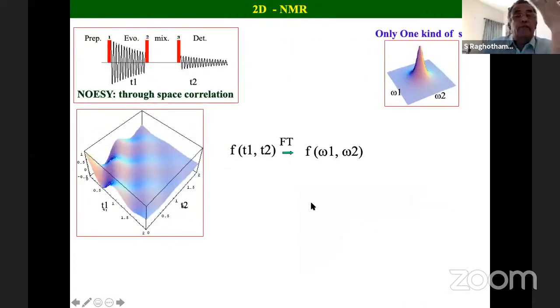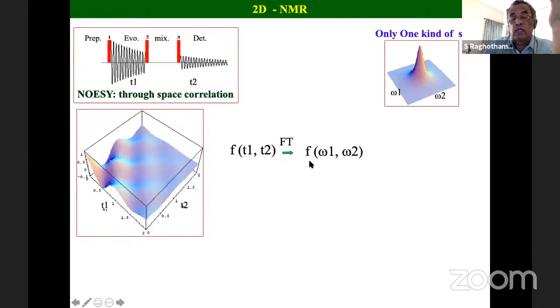Now, pictorially, I'm going to represent how a 2D would look. Now, this is yet another scheme. Instead of one pulse in the mixing time, we have two pulses with a constant time. And now this is called a NOESY spectrum, NOE information in 2 dimensions. If you do that, this would be the whole view of the 2D FIDs. And now if you double Fourier transform that, it's a function of both T1 and T2.